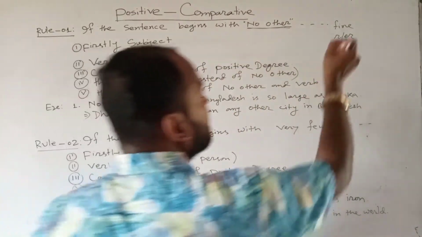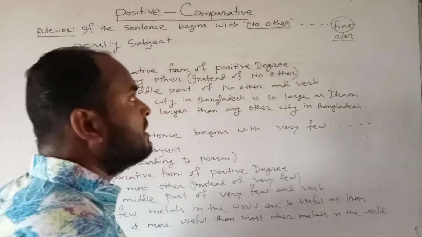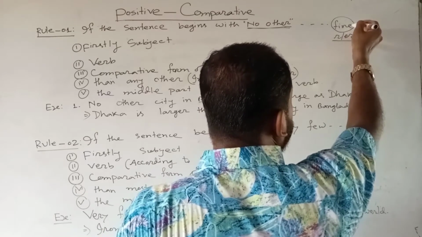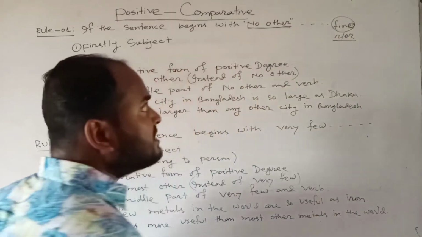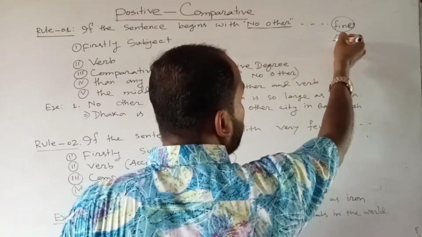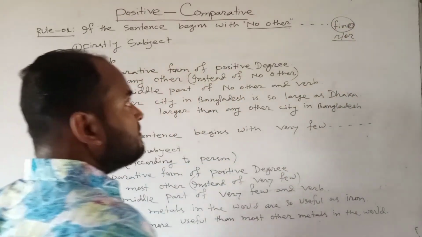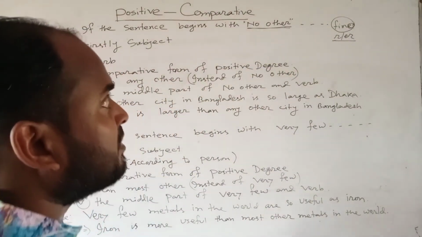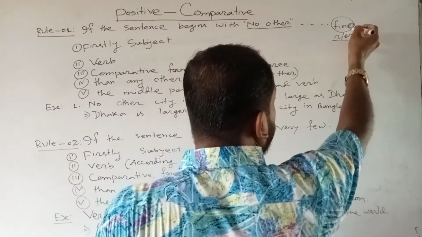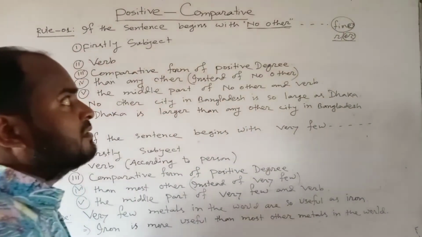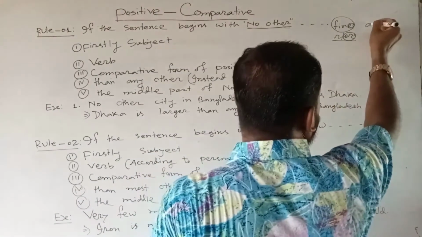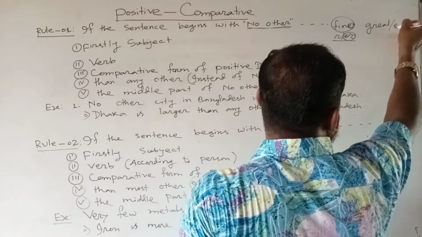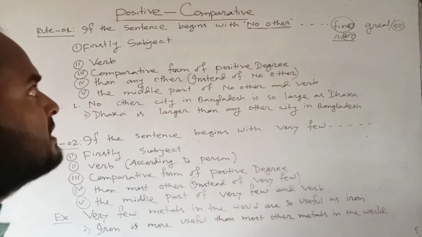If the adjective is a monosyllable, we shall use r or er at the end. If the last letter is e, we have to put only r. But if there is no vowel e at the end, then we shall use er, such as great, then we shall use greater.